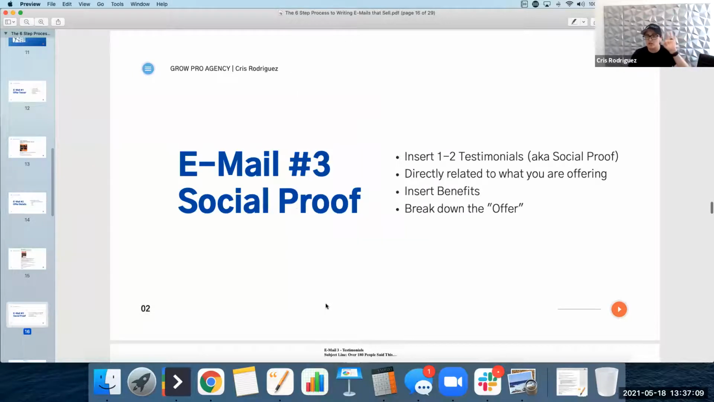Email number 3, this is where we're going to pull some social proof. So this is where your testimonials are going to go. Okay. I'm a huge fan of screenshotting testimonials as opposed to typing them in. I mean, you can't really fake a screenshot testimonial. I guess you kind of could if you wanted to create it in Photoshop, but it just makes it feel more real. Okay. So we're going to insert a testimonial, 1 to 2.